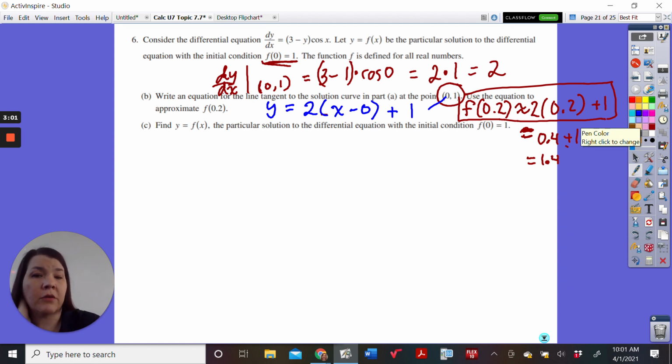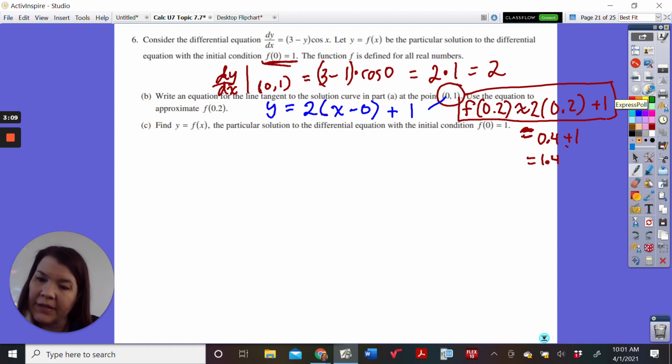Find f(x), the particular solution of the differential equation with the initial condition. So now it's time to separate, integrate, find C, isolate, and select if necessary. So we're there. Okay.